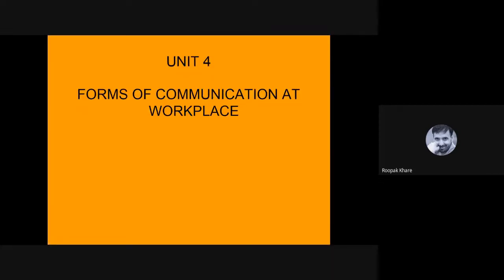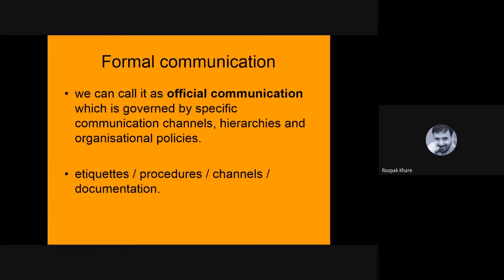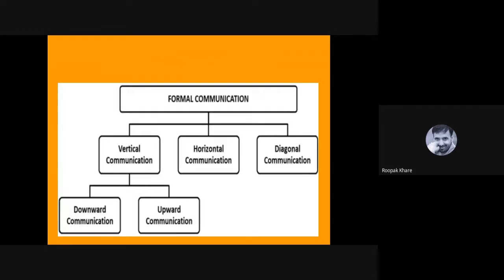So with this, we finish unit 3, coming to unit 4, which says forms of communication at workplace have to be studied now. So the forms of communication in a workplace are broadly two: formal and informal. The formal communication is the communication which happens between the various channels and hierarchies in the organization. And in official and formal communication, the organizational policies and protocols are very well followed, while etiquettes, procedures, channels, and documentation remain utmost important in formal communication, while in informal communication, all this is not mandatory.